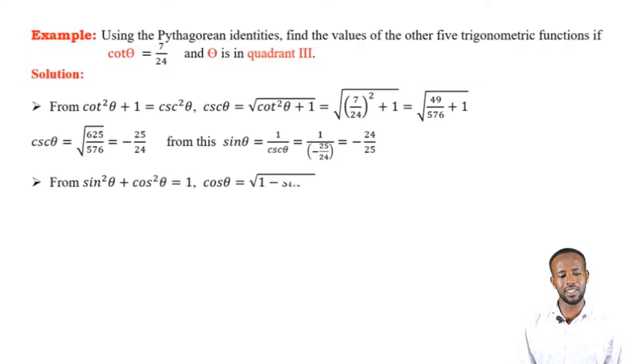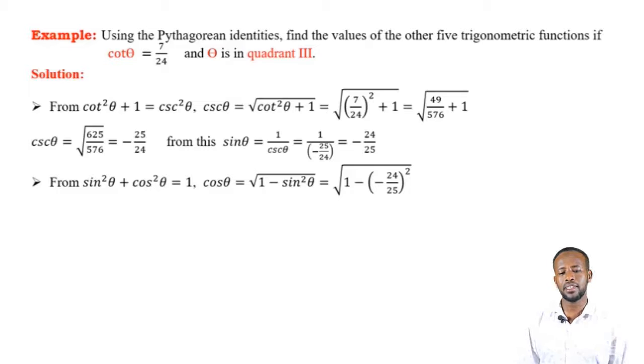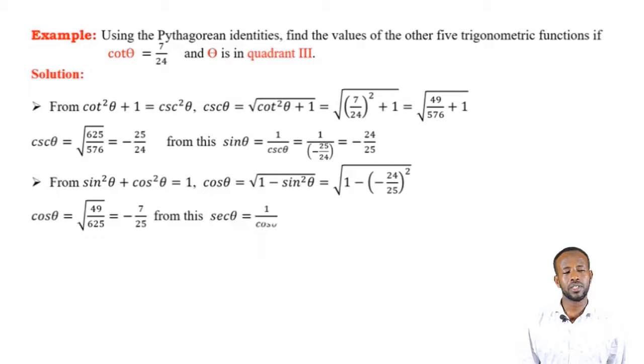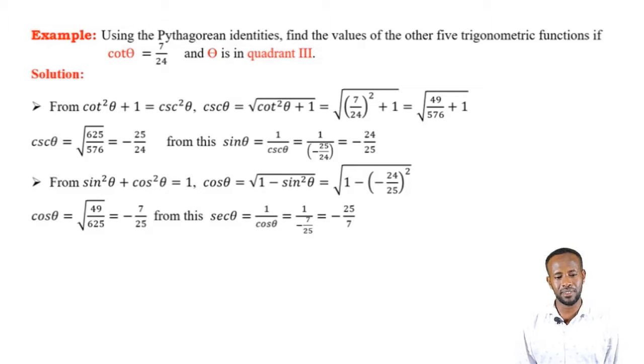From sine square theta plus cos square theta equal to 1, using this, again we can find cos. Since sine theta was negative 24 over 25, we will say 1 minus negative 24 over 25 squared. When we square this, it will become like this. Cos theta is equal to radical 49 over radical 625. Radical 49 is 7. Radical 625 is 25. Now we have negative 7 over 25. From this, sec theta easily is what? Upside down, the reciprocal: negative 25 over 7.